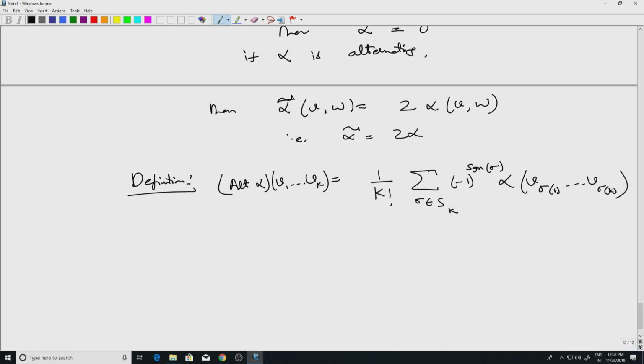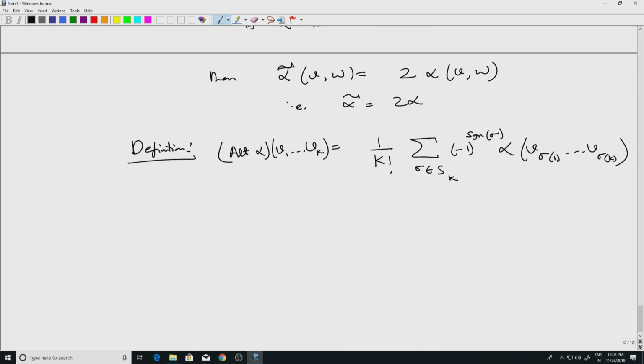This should remind us of the definition of the determinant. The determinant of an n cross n matrix is defined exactly like this. Here the difference is that this K need not equal the dimension of the vector space. Even if K is less than that, we can define it like this. We'll see that if K is bigger than n, then the right hand side is automatically 0. So the only interesting cases are when K is less than or equal to n. Right, so this is the definition.